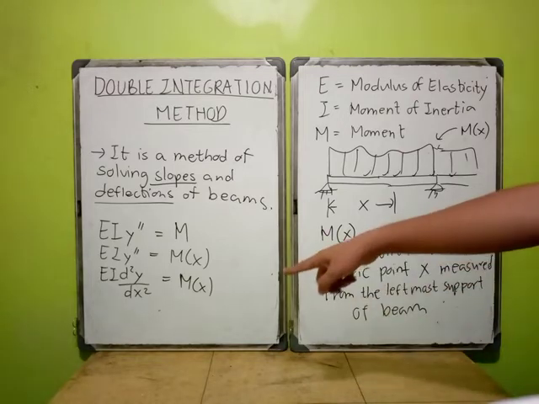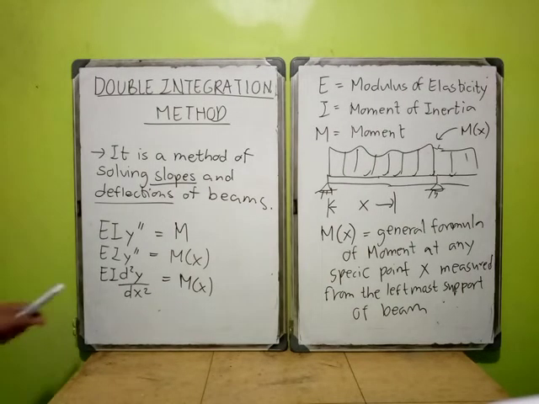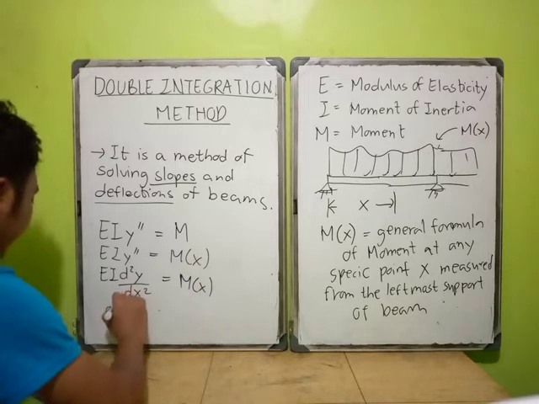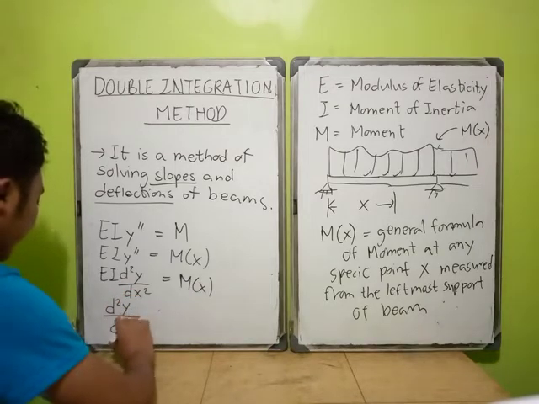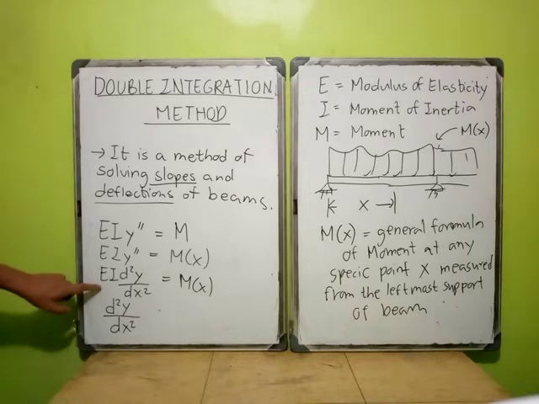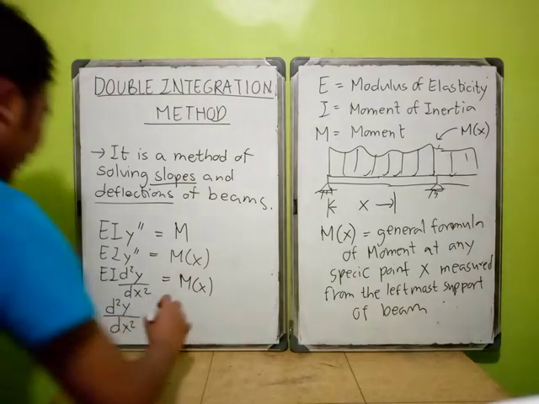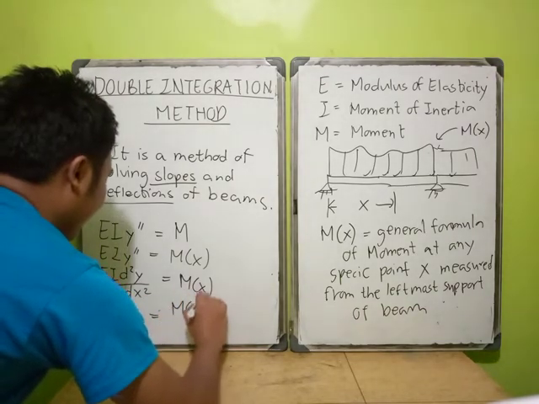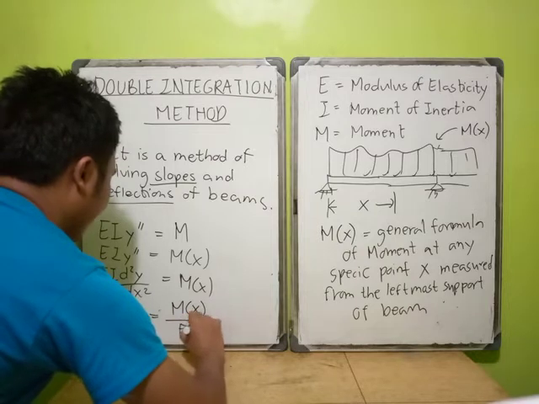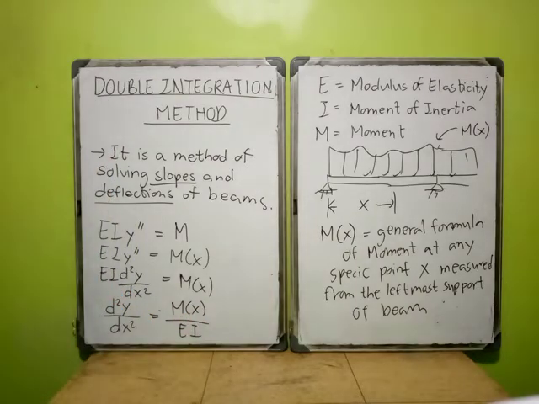Okay, so from this formula, EI d squared y over dx squared, we can actually rewrite this. We divide both sides by EI, so we get d squared y over dx squared is equal to M of x over EI. So that is the d squared y over dx squared.